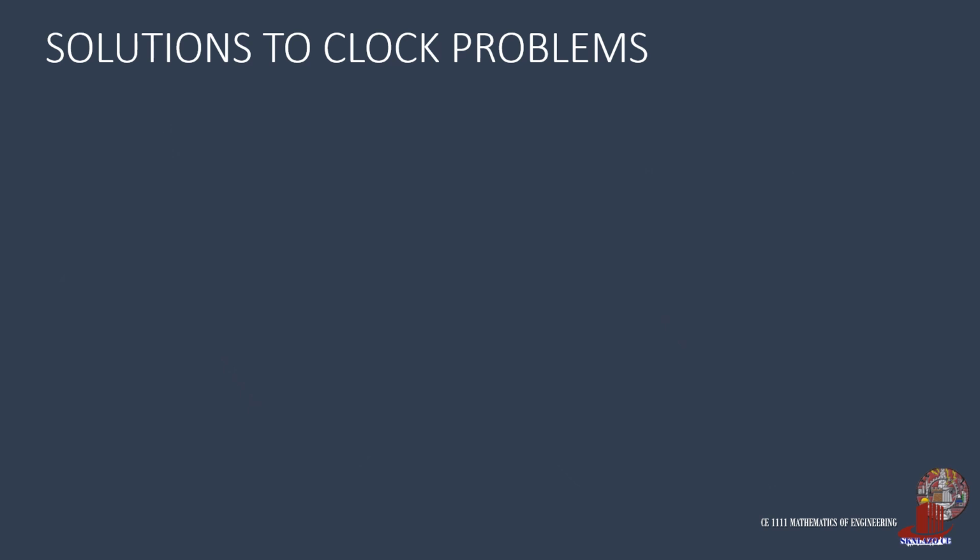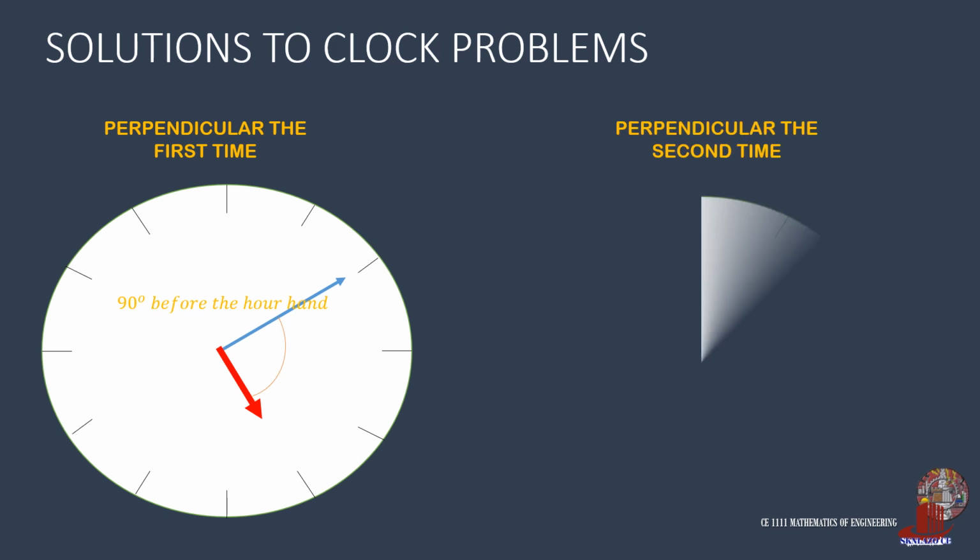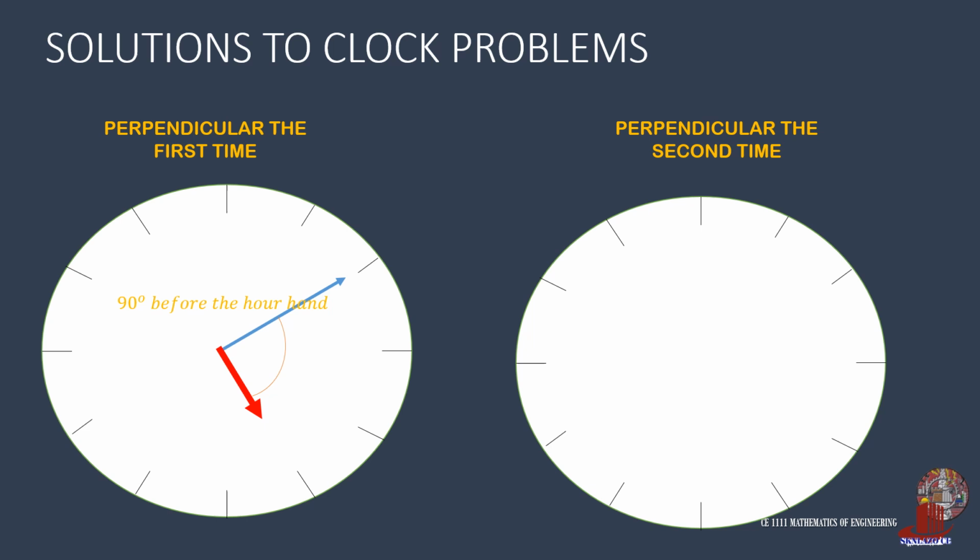The next term to consider is when the hands are placed perpendicularly. This means that the angle between them should be 90 degrees. Additional terms such as the first time and the second time may also occur with perpendicular. The first time shows that the minute hand is before the hour hand. For the perpendicular arrangement for the second time, the minute hand goes in front of the hour hand. This is the second perpendicular case that can be shown.